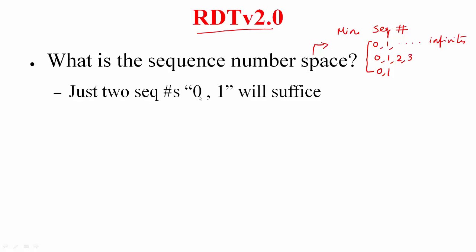So just two sequence numbers 0 and 1 will suffice. This basically means one bit which carries the value either 0 or 1 will suffice for RDT version 2. Why? At the receiver, suppose it has some packet, all it needs to know is whether the next packet is the same as this or the next packet is different from this. This distinction can happen based on just two sequence numbers.